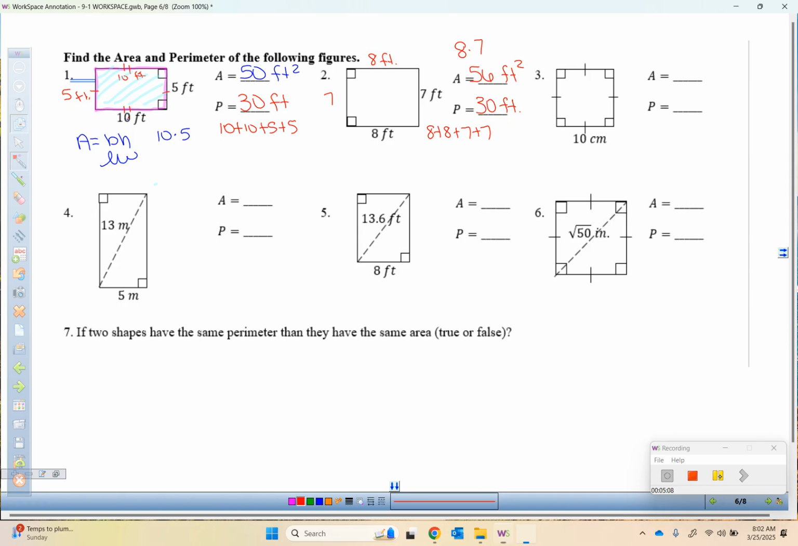All right, number 3, we now have a square. And we know this because we have congruent sides all the way around. Okay, so if this is 10 centimeters, what is this right here? 10. Very good. They are all 10 all the way around. And we just talked about a little bit ago that the area of a square is S squared. So it's one side squared. So this would be 10 squared, which equals what? 100. And this is centimeters squared.